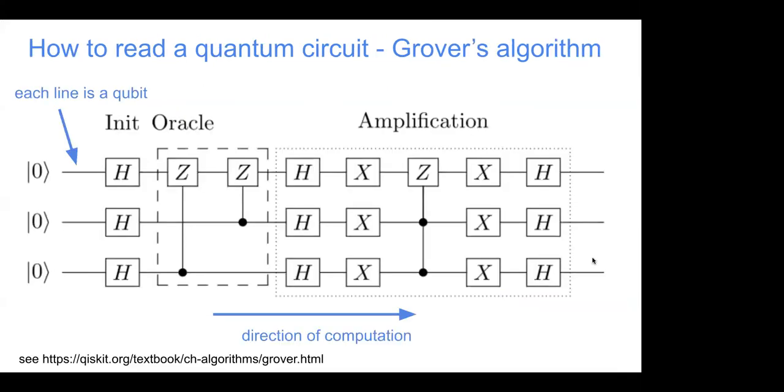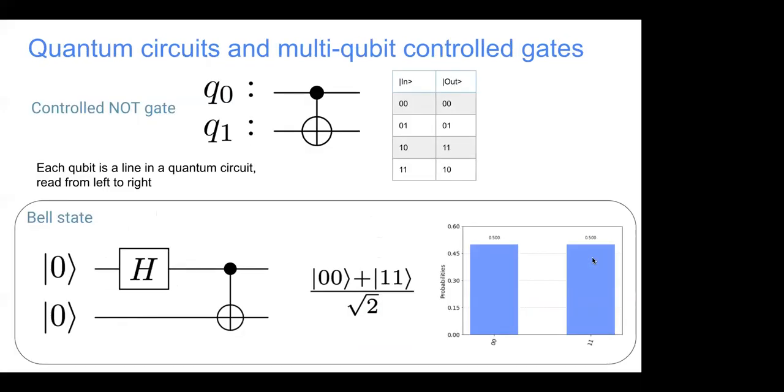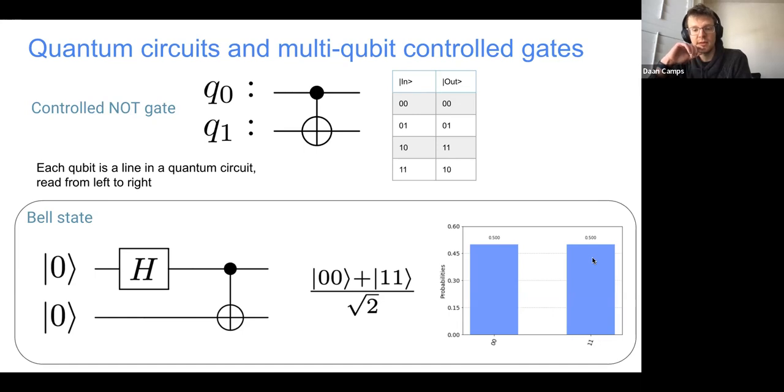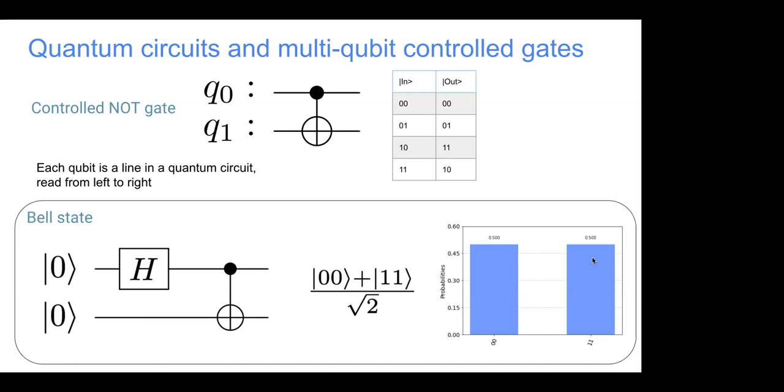Can I ask a question? Yeah, sure. Sorry, where's the 1, 0 state in this? It's not in there. The amplitude of that state is actually 0. But then how did we end up with the 1, 1 state?